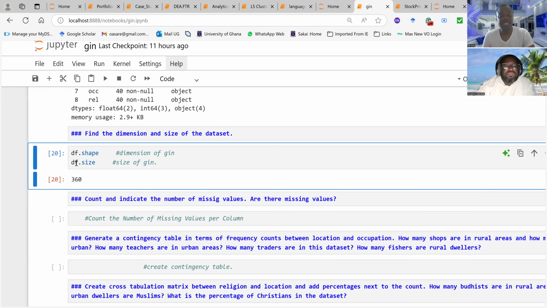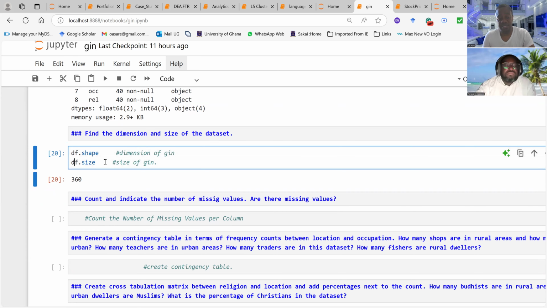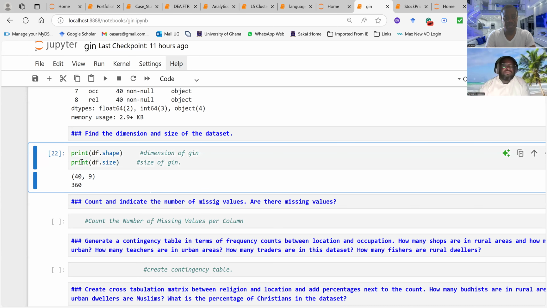So that's it. If you want the results to show for both of them, you can print it. You can put print in front of each one of them, so that they will all showcase your results. Because right now it looks like one has overshadowed the other. But once you print, they will all come, one on top of the other.